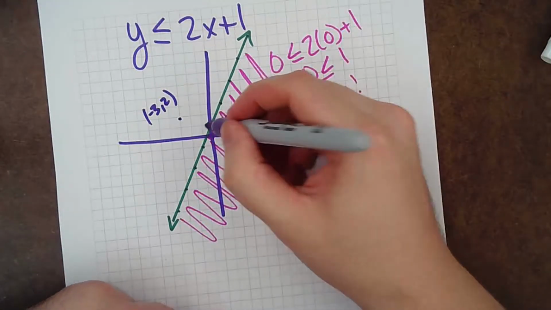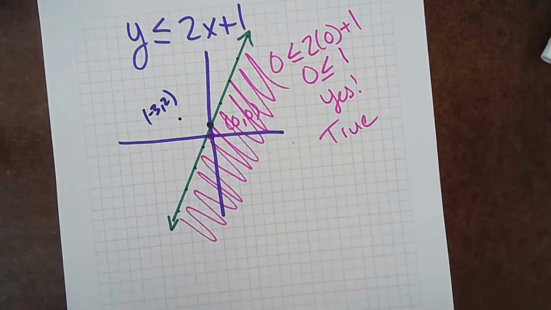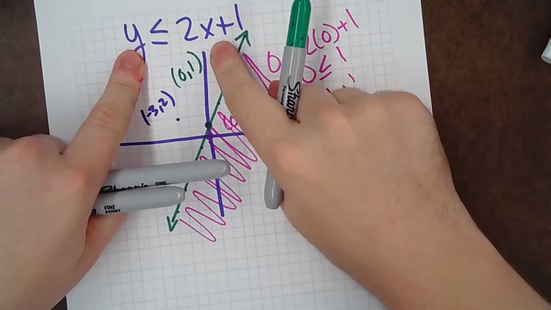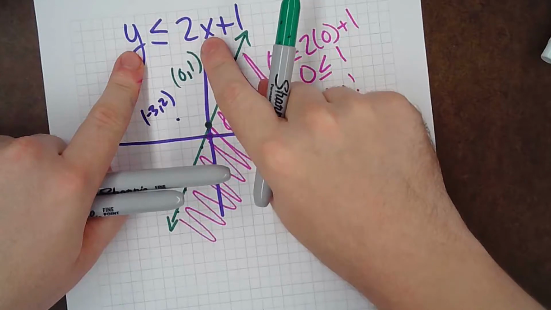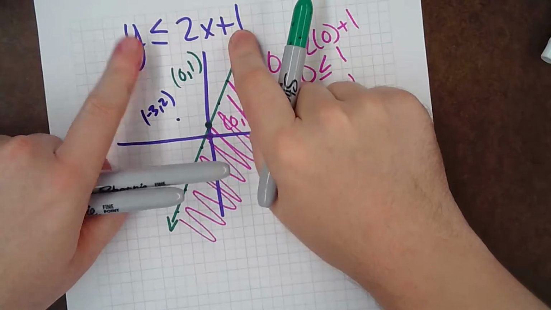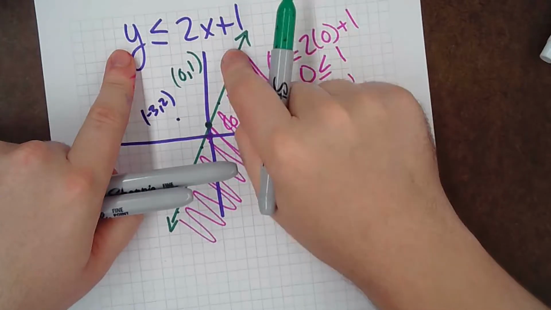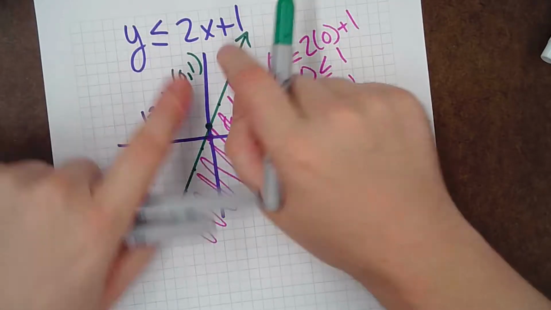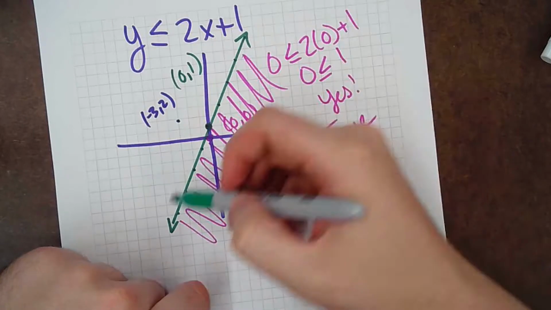If I were to check this point right here, like we did in the last example, our y-intercept is 0, 1, I'd get 1 for y and 0 for x, and I'd say 2 times 0 is 0, plus 1 is 1, and I'd get 1 is less than or equal to 1. Now it's not less than 1. 1 is equal to 1. However, so it does include this line.